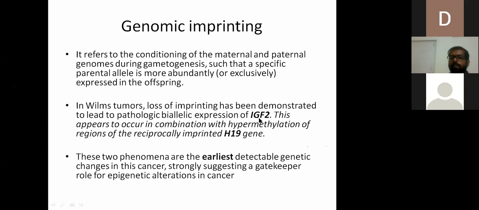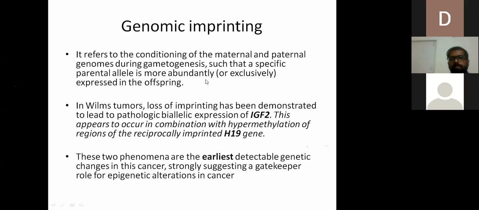I told insulin and insulin-like growth factors, when there is excessive expression, they lead to tumor, they lead to cancer. So there is also one more change. It occurs along with the biallelic expression of IGF-2. Like this, there is a hypermethylation of regions of the reciprocally imprinted H19 gene. These are all you have to keep in mind only. It's very difficult to give a description for all these, and I think that's not required also. Just remember, genomic imprinting is a type of epigenetic modification leading to cancers.